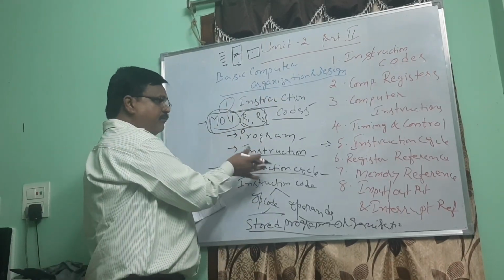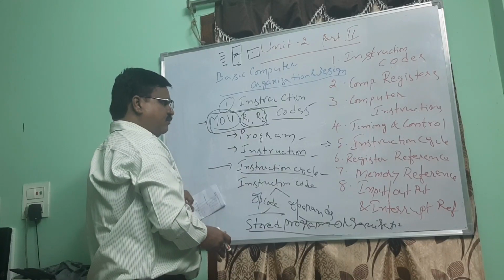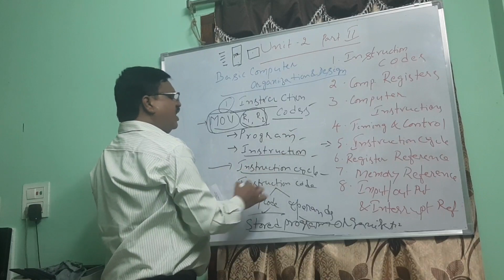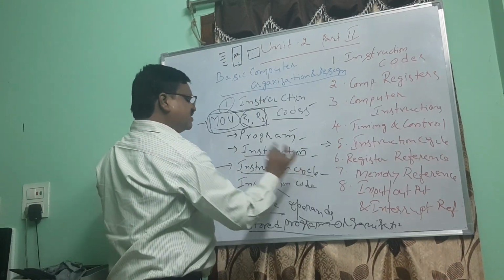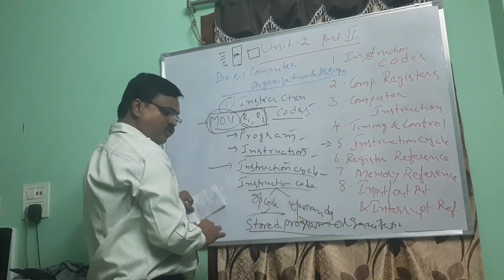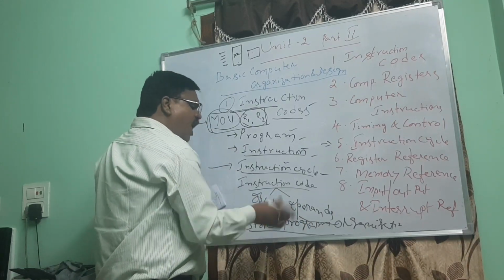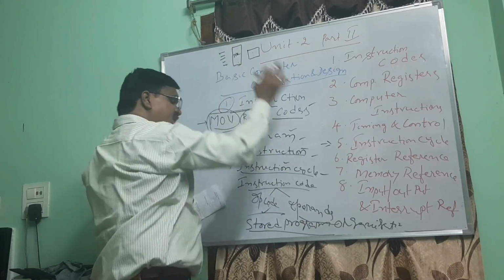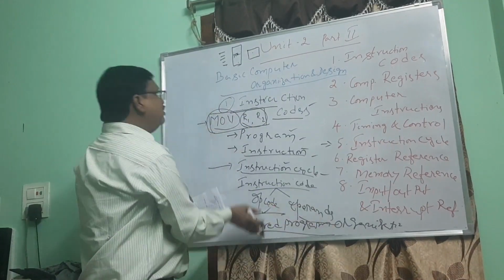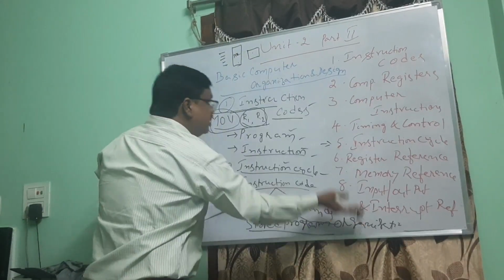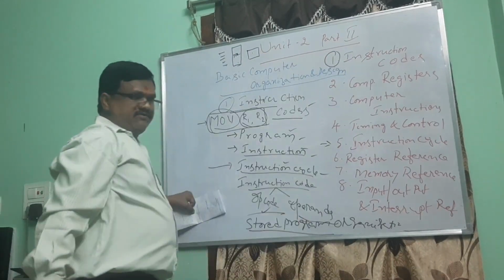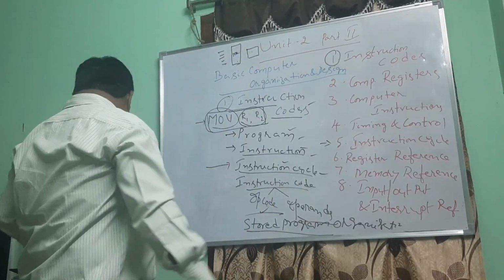So, repeating again before I clean this board: under instruction codes, you need to know what is a program, what is an instruction, what is an instruction cycle, what is an instruction code, and what are the two parts of the instruction code, that is opcode and operand, and how a program that is stored in the memory is organized by the computer. We are going to discuss this in part 1 of this unit 2.